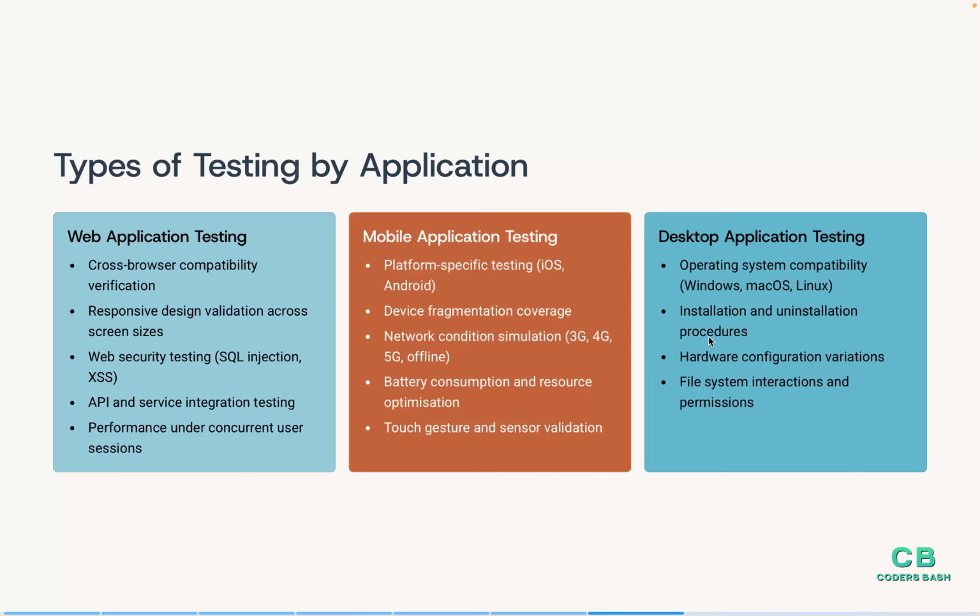And at last, we have desktop application testing. Here we check if our software is actually working fine in different operating systems. It doesn't matter if it is Windows, Mac, or Linux, it should work the same. We also check installation and uninstallation procedures, hardware configurations, and all sorts of things. So yeah, now let's move.